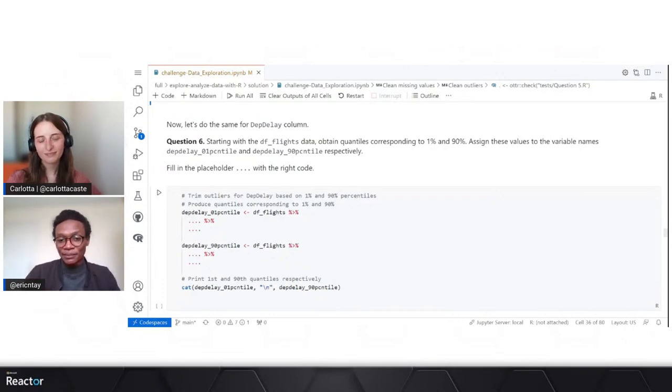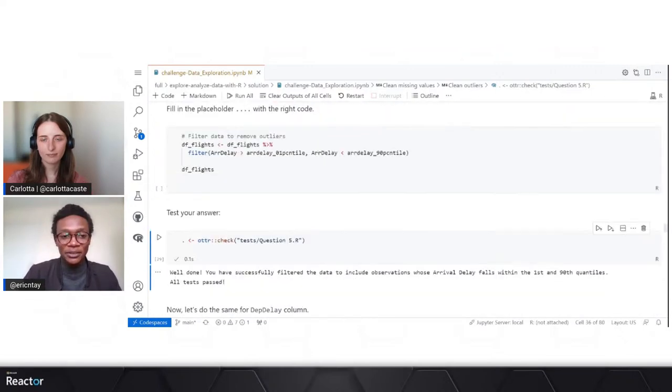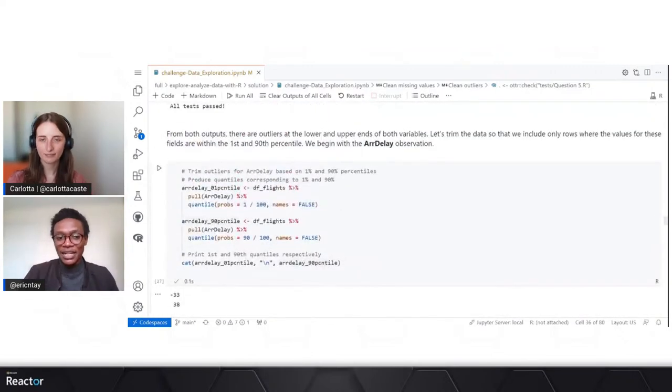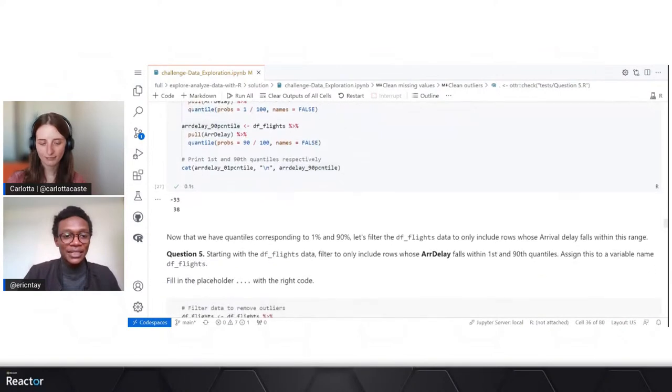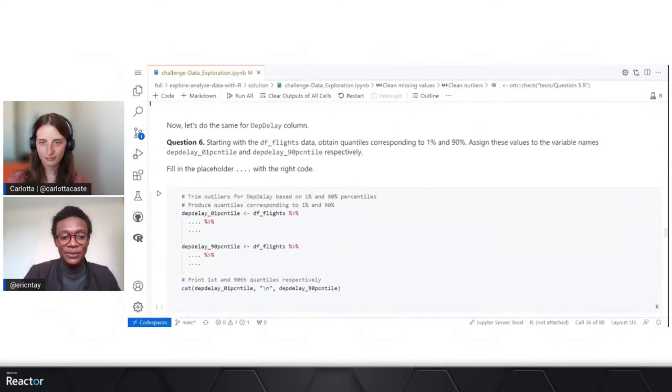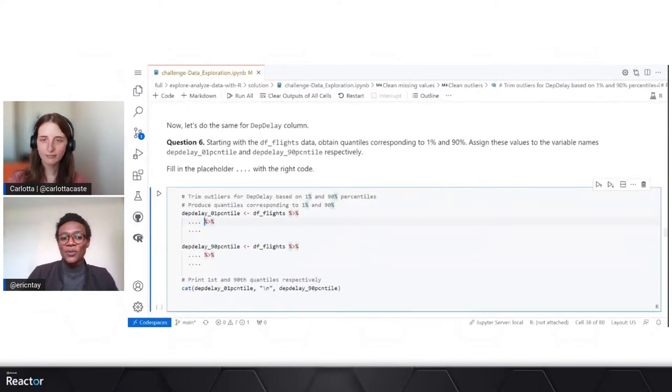Let's do the same data transformation we did in obtaining the first and 90th percentile in our departure delay column. Again, if you want to look for inspiration, it's what we did above here. So let's go ahead and do the same here. We start with the flights data.